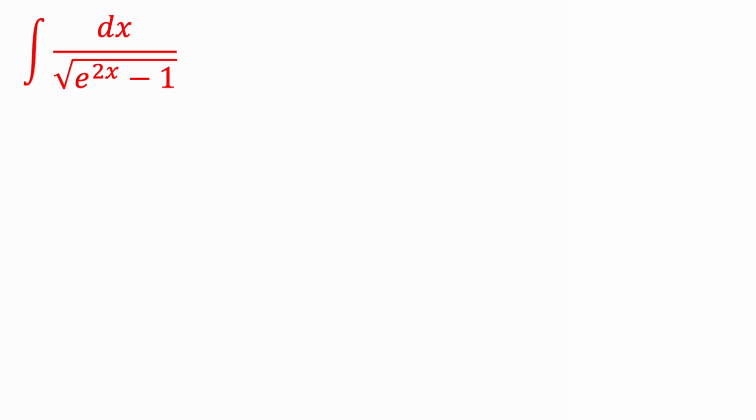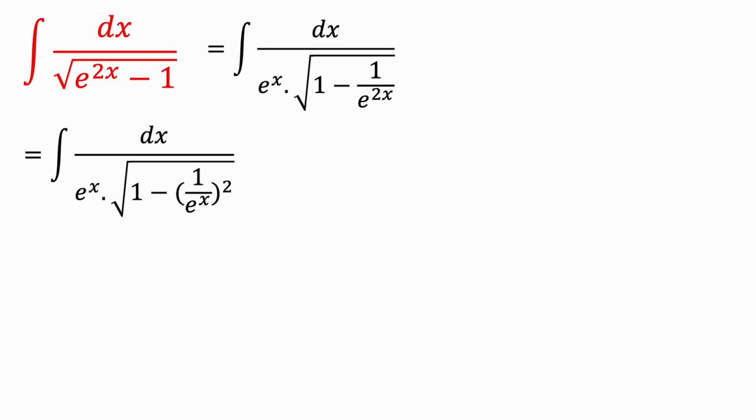I started by factoring out e to the power of 2x from underneath the radical sign. Now e to the power of 2x, that means it is a perfect square. So when I factor it out, what comes out from under the square root? Excellent. The power of 2 cancels out, it becomes e to the power of x. What did we get under the radical sign? 1 minus 1 over e to the power of 2x.